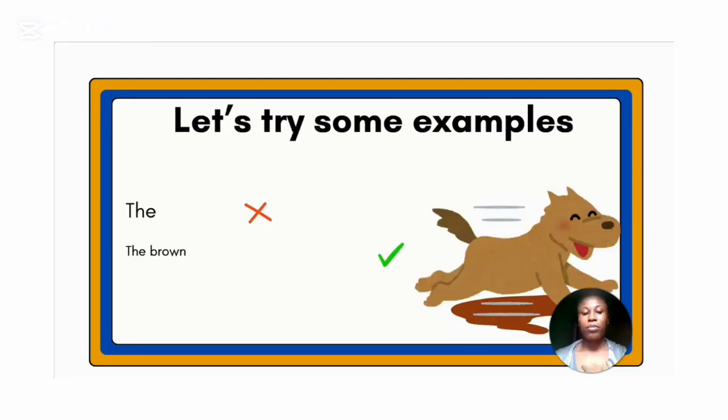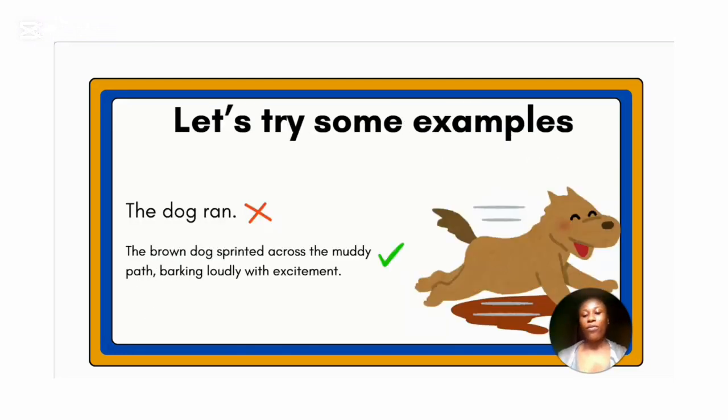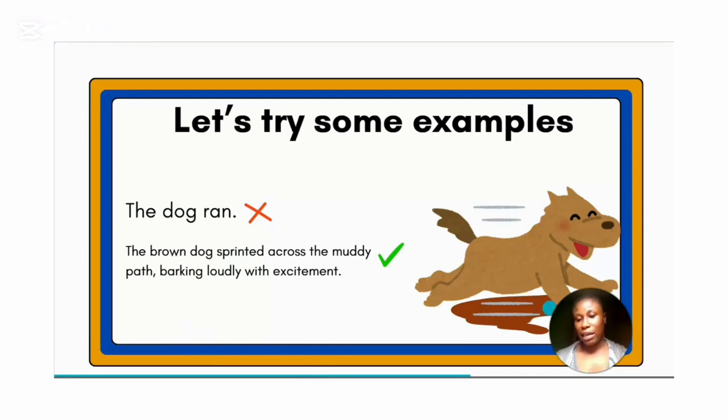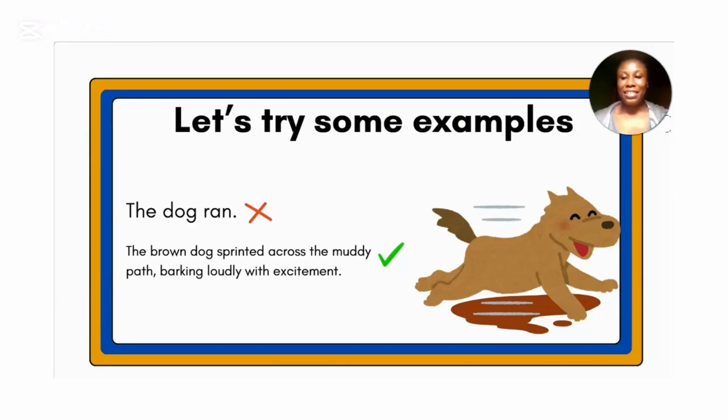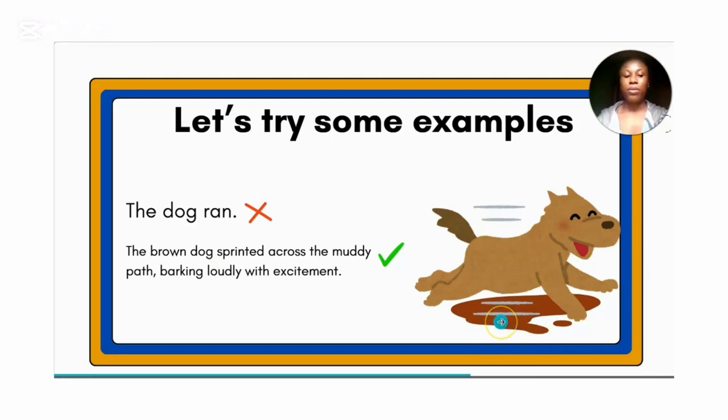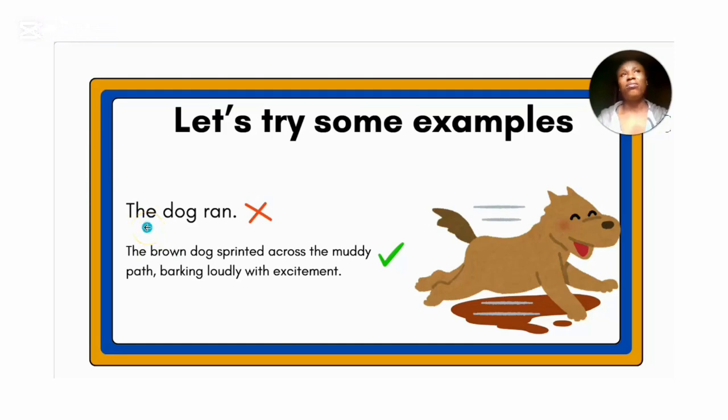Right? So I want to try some examples. I'm just going to move my head. All right, so we want to see some examples of descriptive writing, of using words to describe objects or situations. Okay, so this is a dog, right? What is the dog doing? I guess it's running, right? And this is supposed to be muddy water, right? Okay. Now, this first sentence says, the dog ran.